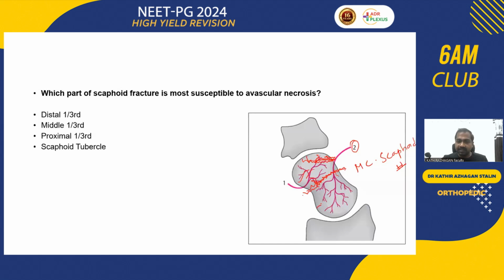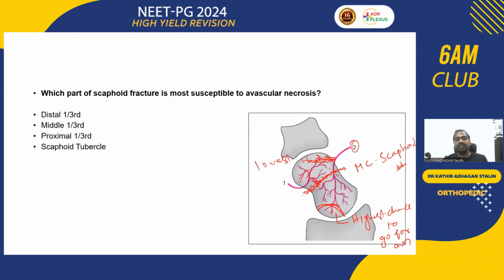But if it is a proximal pole fracture, there are not too many branches, just one branch goes there, and that branch is gone. So that part has the highest chance to go for AVN. The distal part has the lowest chance. The most common fracture of scaphoid is the middle third.